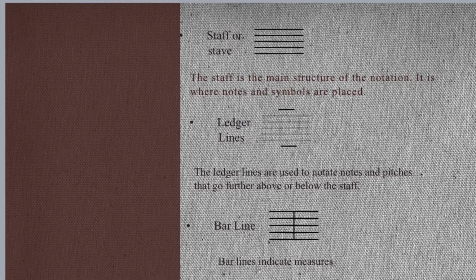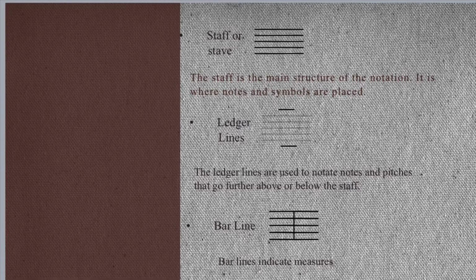Next is the ledger lines. The ledger lines are used to notate notes and pitches that go further above or below the staff. So ledger lines extend the staff to pitches that fall above or below it. Ledger lines are placed behind the note's head and extend a small distance to each side. Multiple ledger lines can be used when necessary to notate pitches even farther above or below the staff.